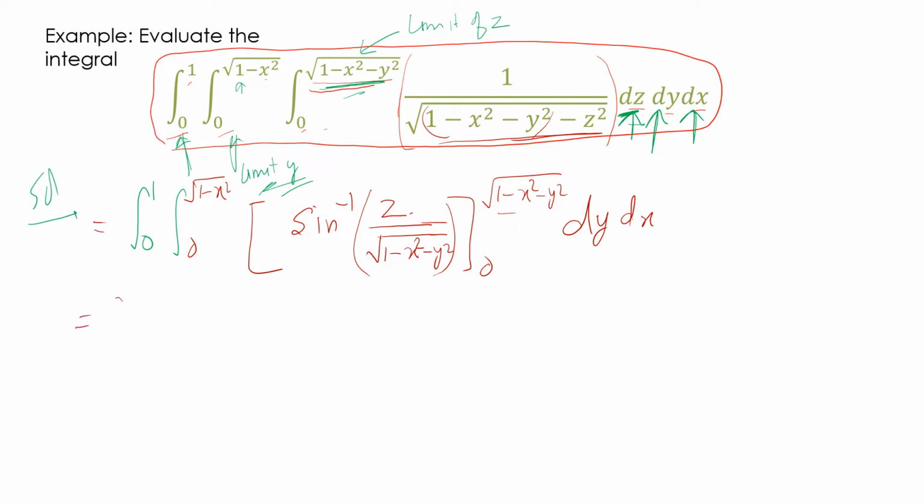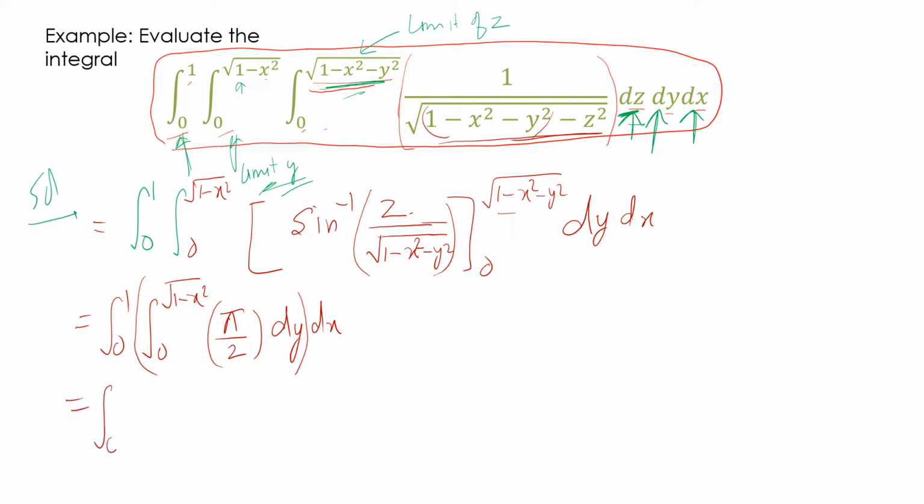So what we get, 0 to 1, 0 to root 1 minus x square, and we get sine inverse 1, that is pi by 2, minus 0. So we get dy dx. Now take the integration with respect to y. So we get 0 to 1, pi by 2 is a constant, so we write pi by 2 y, apply the limit 0 to root 1 minus x square, dx.